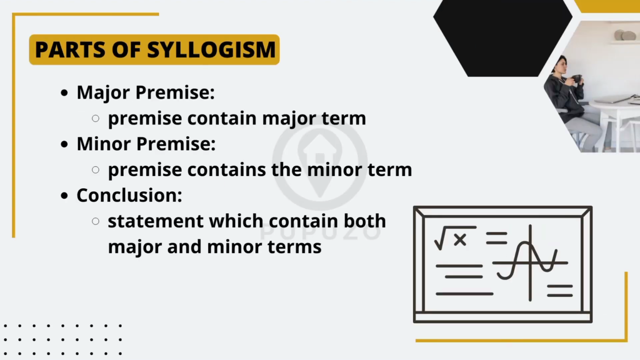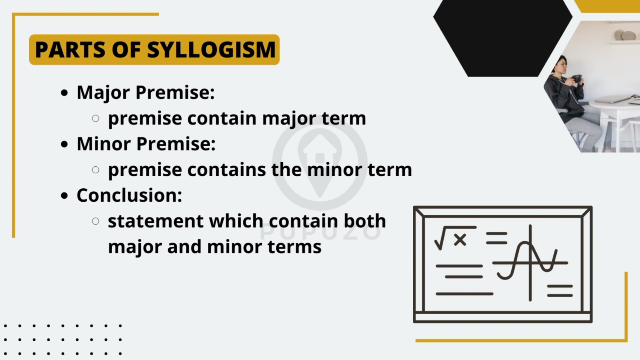Syllogism is made up of three essential parts: the major premise, the minor premise, and the conclusion. The major premise contains the major term, while the minor premise contains the minor term. The conclusion is a statement that brings together both the major and minor terms, forming a logical outcome.